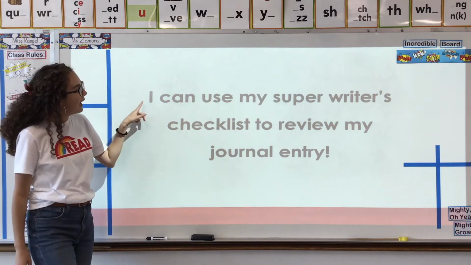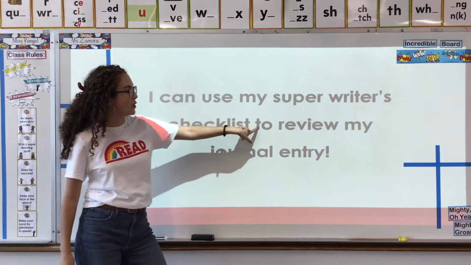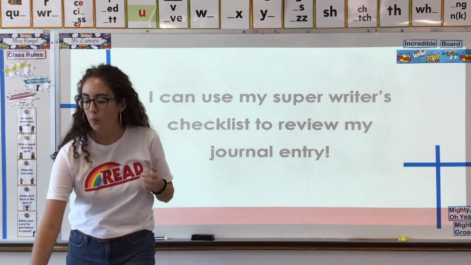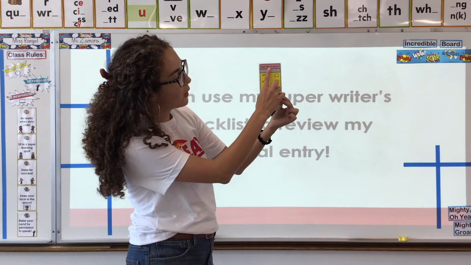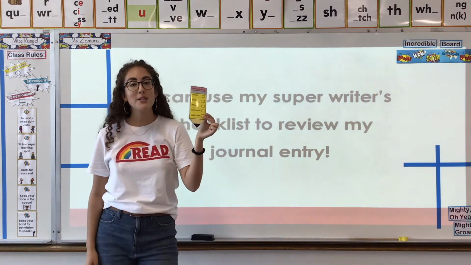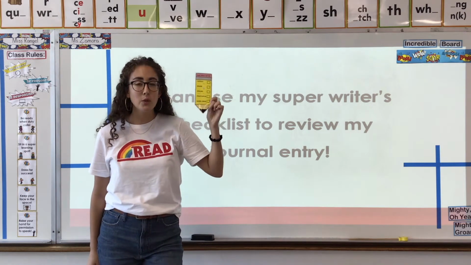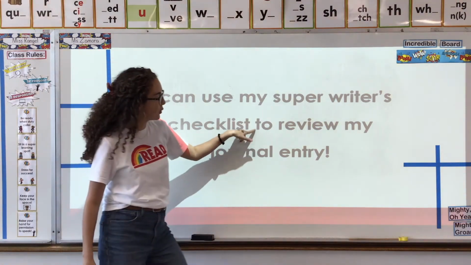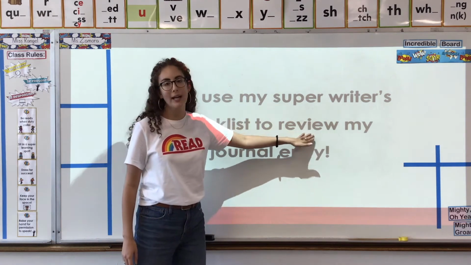It says, I can use my Super Writer's Checklist to review my journal entry. So we are using this tool today. It is our Super Writer's Checklist, and it's in the form of a pencil. So you are going to need your pencil out and your journal today. This is the new tool we're going to learn how to use. And that tool helps us review our journal entry. It means we are going to look at it again.